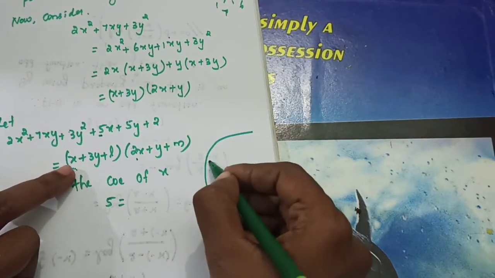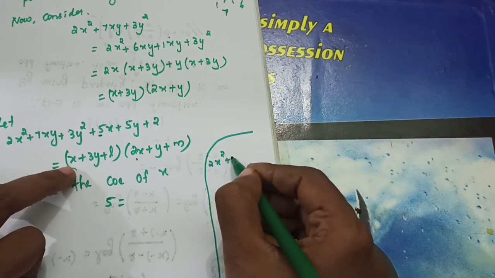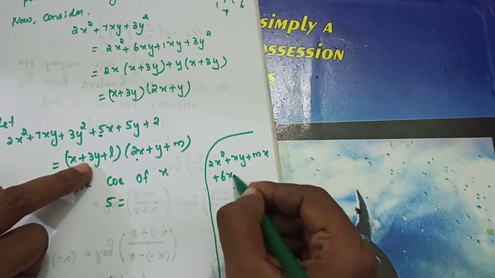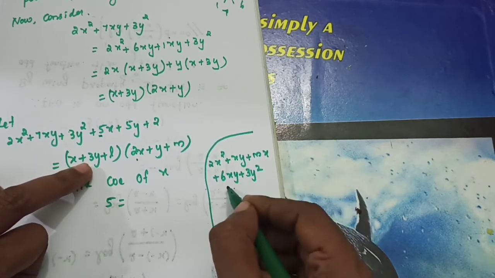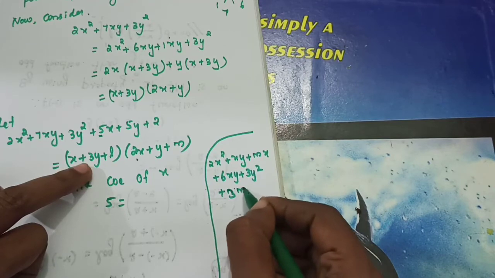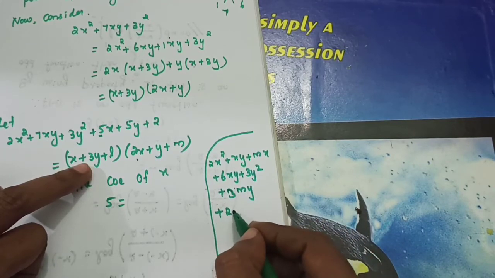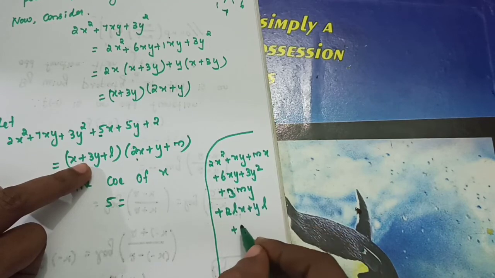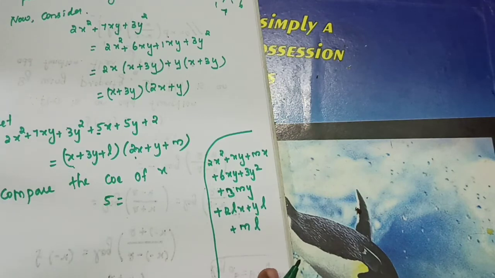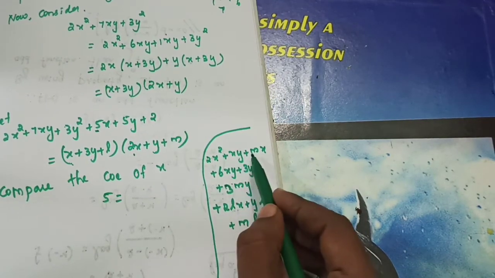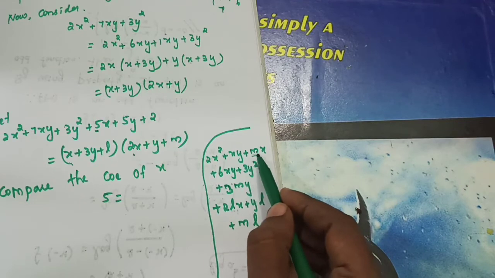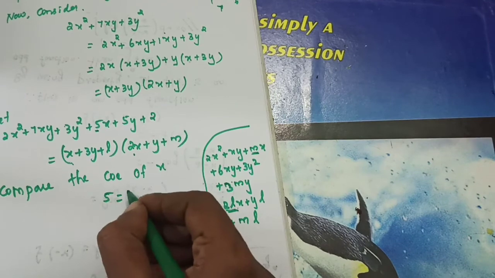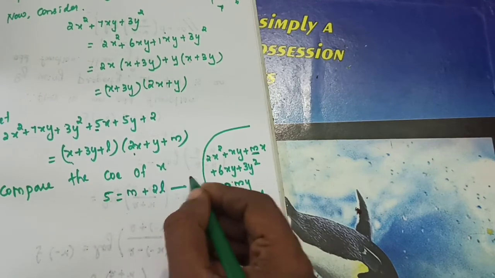So 2x² + xy + mx, the next term 6xy + 3y² + 3my, plus 2lx + yl + ml. If you multiply like this, it will be very easy to compare. What is the coefficient of x here? One m term is there, and the other term. So the coefficient is m + 2l. Take it as equation number 1.